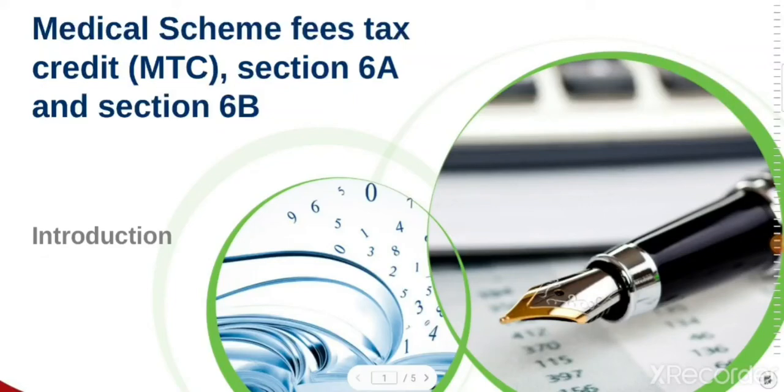This is Tuli speaking. I'm going to go through medical tax credits. They are technically called medical scheme fees tax credits in the legislation, and then there's an additional medical scheme fees tax credit. Section 6A is your normal fixed rate medical tax credit, and then Section 6B is the additional one which looks at qualifying medical expenses. This video will just go through the theory, and then there's other videos working through some practical examples.